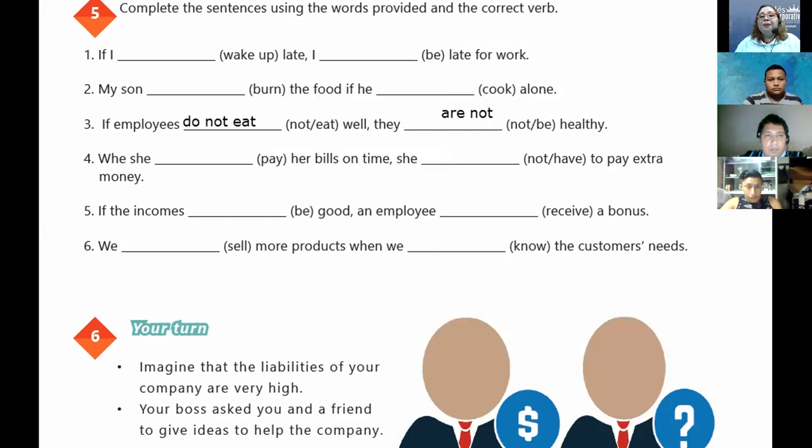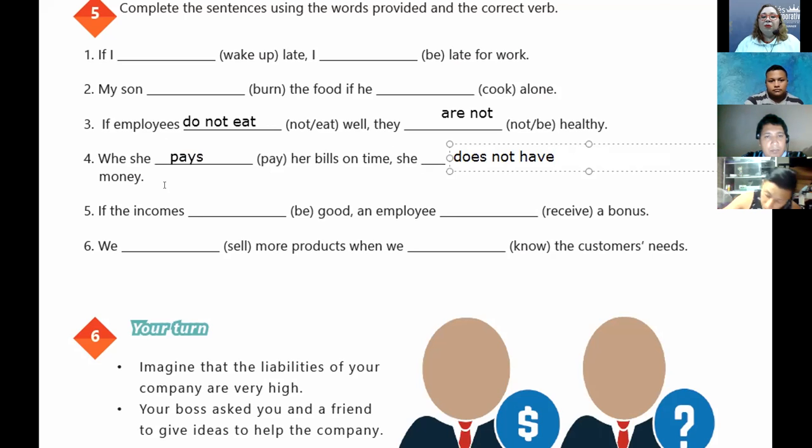When she pays. Pays. Correct. Her bills on time, she doesn't have. Correct. Bueno, tendremos que poner does not, pero ustedes saben que lo pueden contractar para que se vea más bonito. If the incomes, what? Doesn't have to pay extra money. If the incomes are good.